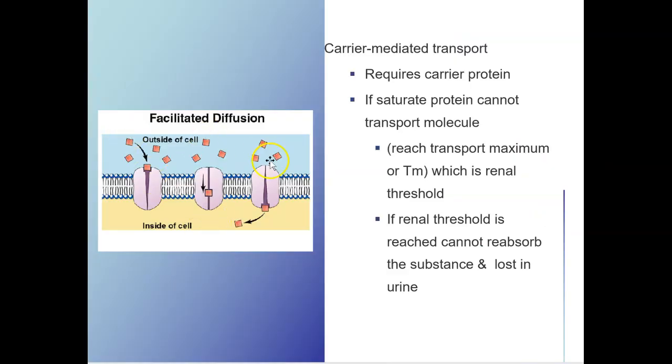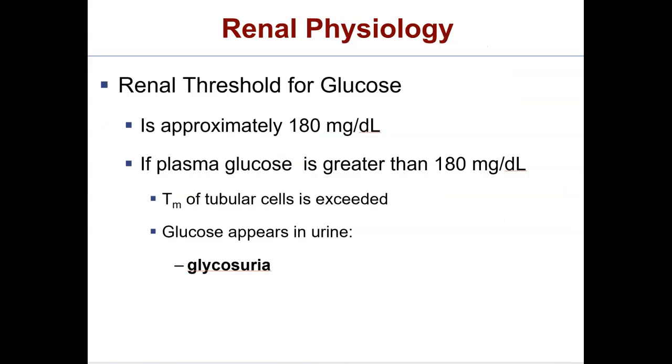We have carrier-mediated. You've learned this as facilitated diffusion. So what happens here is you have a protein molecule and the substance has to bind to the transporter to be moved across. If you have more molecules than transporters, you don't get to move them all across. So you can actually saturate those transporters, and this is called your transport maximum, or we call it the renal threshold. And this is really important because glucose is absorbed through facilitated diffusion, and the renal threshold for glucose is about 180 milligrams per deciliter.